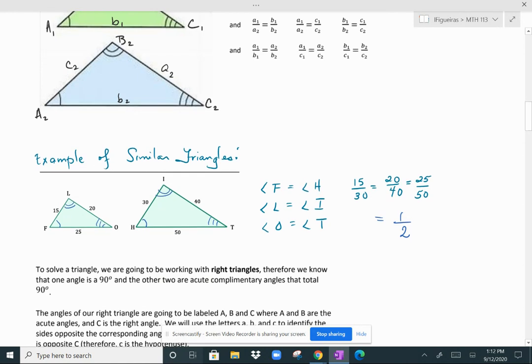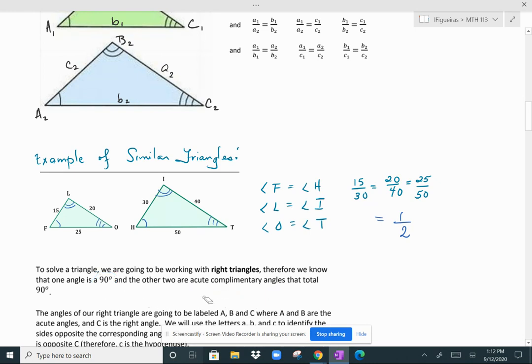So to solve a triangle, we're going to be working with right triangles. And what that means is when you have a right triangle, you have one angle that's 90 degrees and the other two are acute complementary angles. So acute means less than 90. Complementary means that when you add them, they equal 90. So if these two acute angles add up to 90 and this one is 90, the total is 180 as we expect.